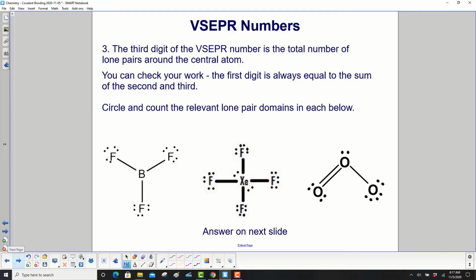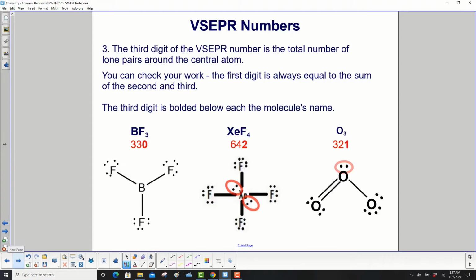The third digit of the VSEPR number is the total number of lone pairs, and once again, around the central atom. You can check your work. The first digit is always equal to the sum of the second and third. So here's an exercise. Circle and count the relevant lone pair domains at each example below, and the answer will be on the next slide.